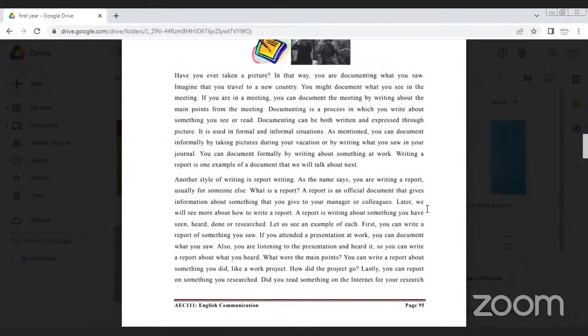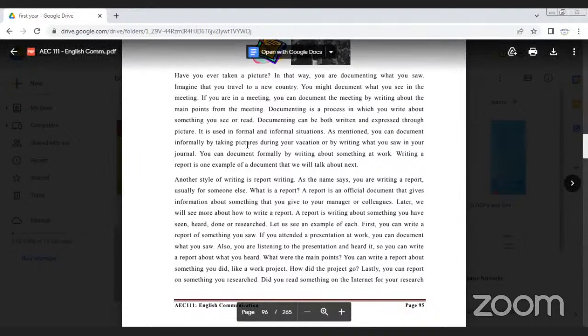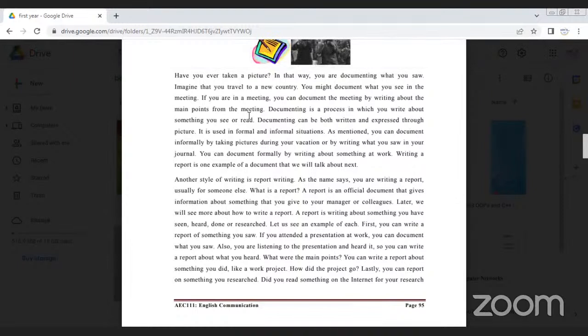Another style of writing is report writing. As the name says, you are writing a report, usually for someone else. What is a report? A report is an official document that gives information about something that you give to your manager or colleagues. Later, we will see more about how to write a report.